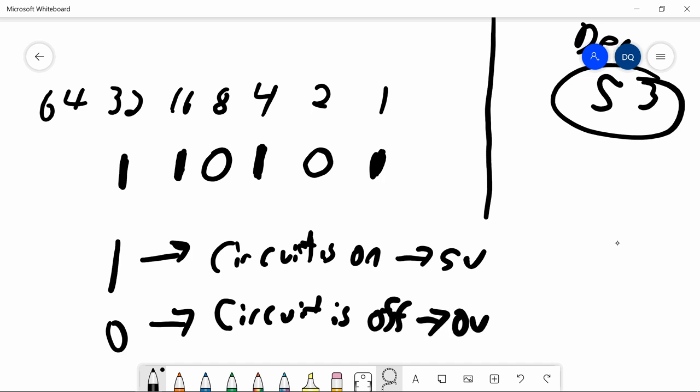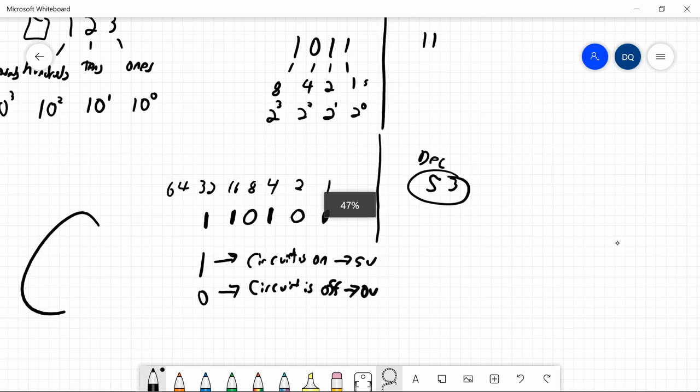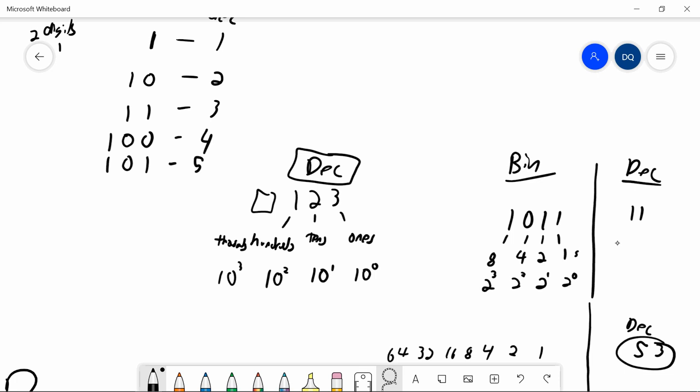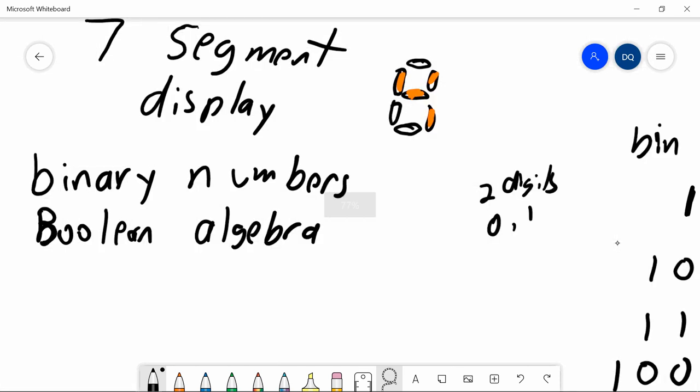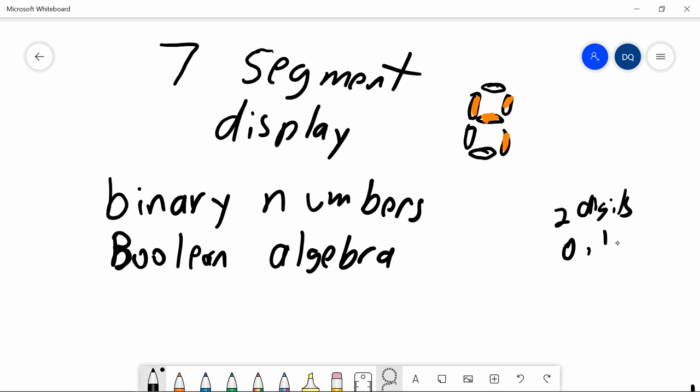So if you have a circuit where you've got various items in it that are either on or off, you can use them being on to represent a 1 and being off to represent a 0. And if you do that and follow the binary number system, you can represent any number. So that brings us to the task at hand. The task at hand is, how do we build a circuit that makes a 7-segment display work?